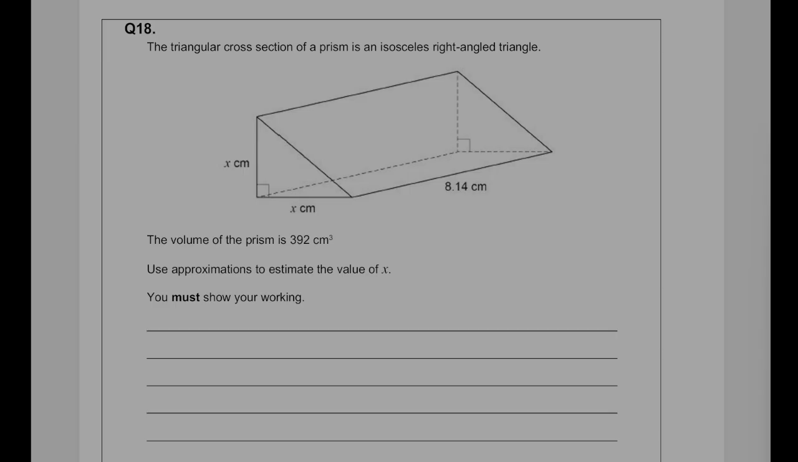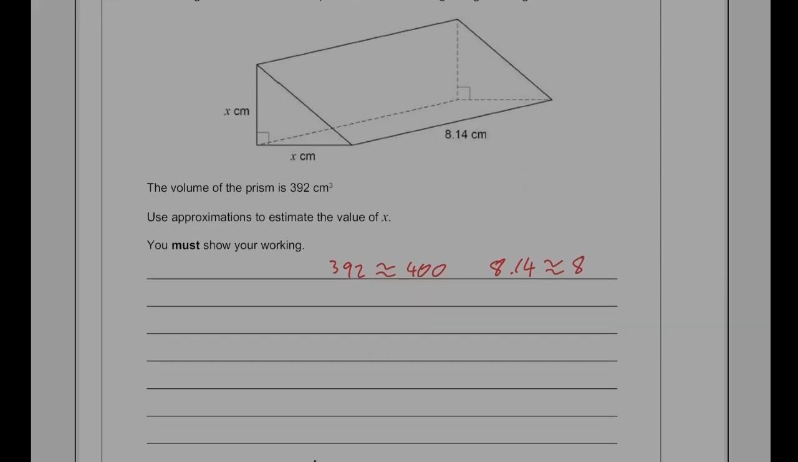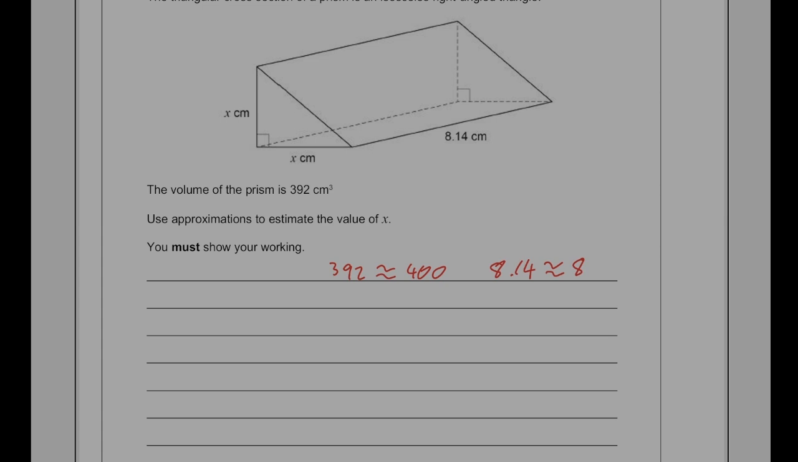Right, so let's look at our estimations here. So I'm going to start by saying 392 is approximately equal to 400, and I'm going to say that 8.14 is approximately equal to 8. So if the total volume is that, then the volume of the prism is going to be equal to the area of the triangle, so that would be a half of x times x, or x squared, times by 400, times by 8. And we're going to say that that's approximately equal to 400, so 400 is equal to a half of 8 would be 4, so 4x squared.